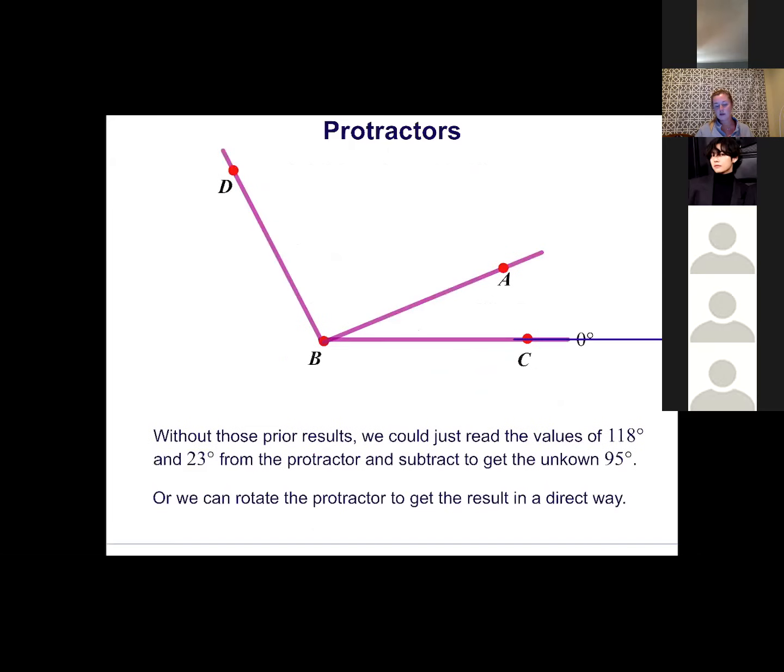So when talking about protractors, without the prior results, we could just read the values of 118 and 23 from the protractor and subtract to get the unknown. We also can rotate the protractor to get the results in a direct way, which means that we would have taken the protractor and just moved it up a little bit.